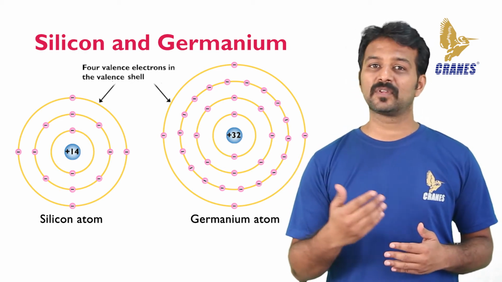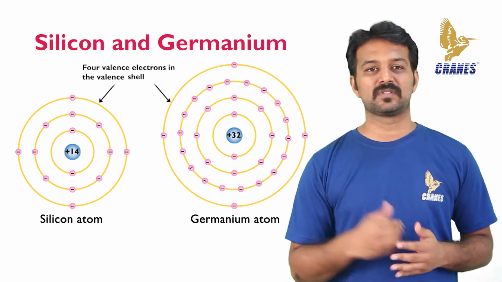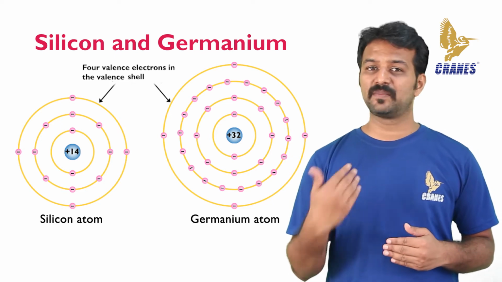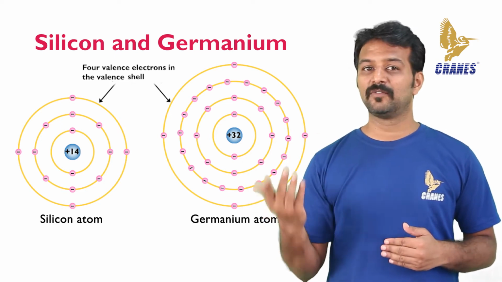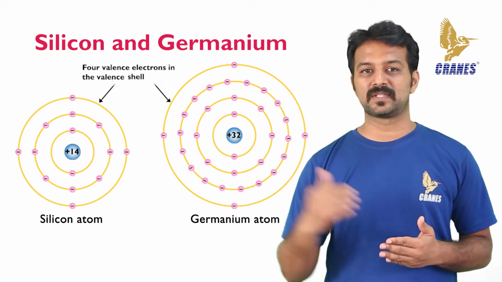Notice that both silicon and germanium have the characteristic 4 valence electrons. The valence electrons in germanium are in the 4th shell, while those in silicon are in the 3rd shell, which are closer to the nucleus.